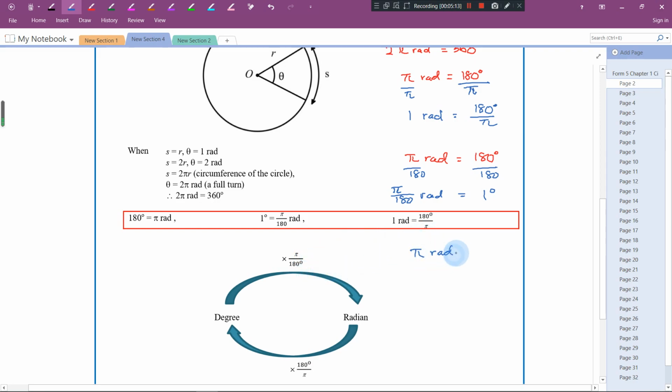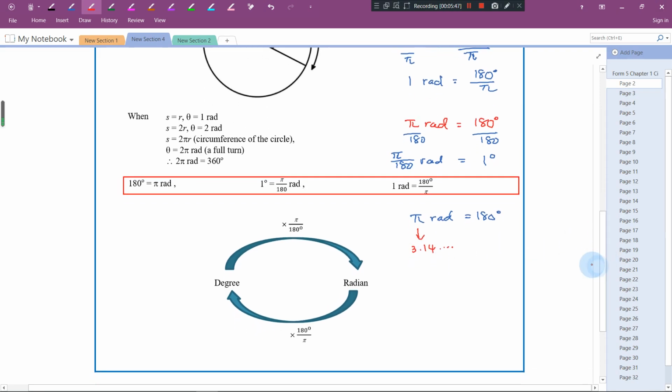Pi radian is equal to 180 degree, right? So pi, if you press your calculator, is equal to 3.14 something, right? Now you compare this number and this number. Which is bigger? This is bigger, right? This is smaller. So from here we know that from radian change to degree, the number will actually become bigger. From degree change to radian, the number will become smaller, right? Okay, if you remember this, then it will be easy.